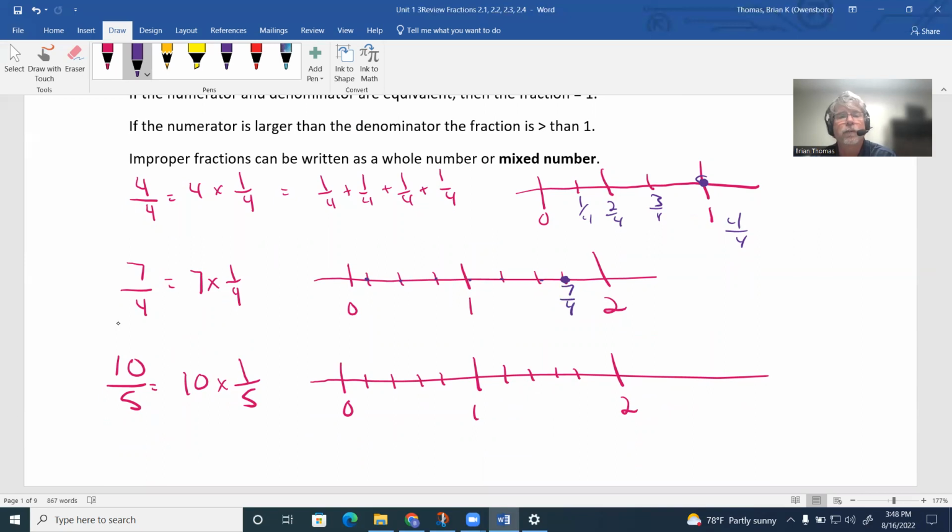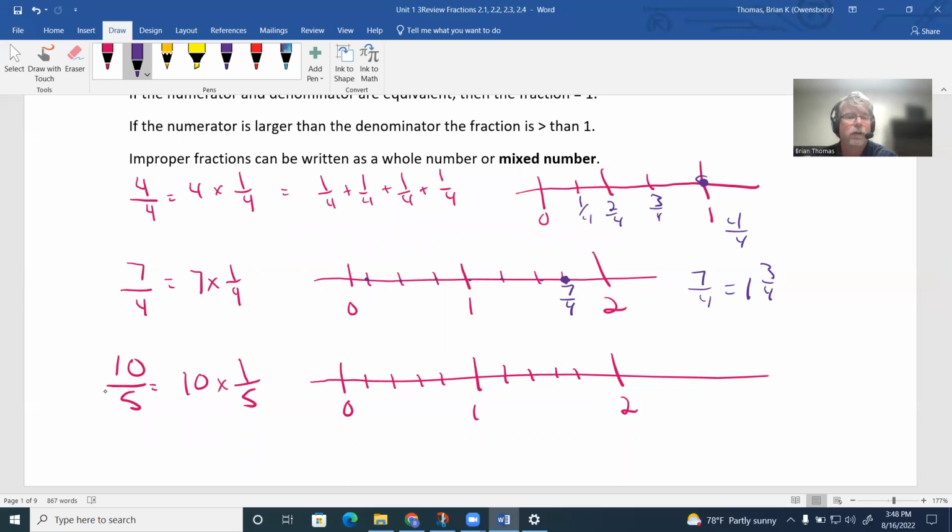But notice there's another name for that. 7/4 would also be moving one whole and 3/4 of another whole. So 7/4 is equivalent to 1 and 3/4. So improper fractions can also be represented by what we call a mixed number.